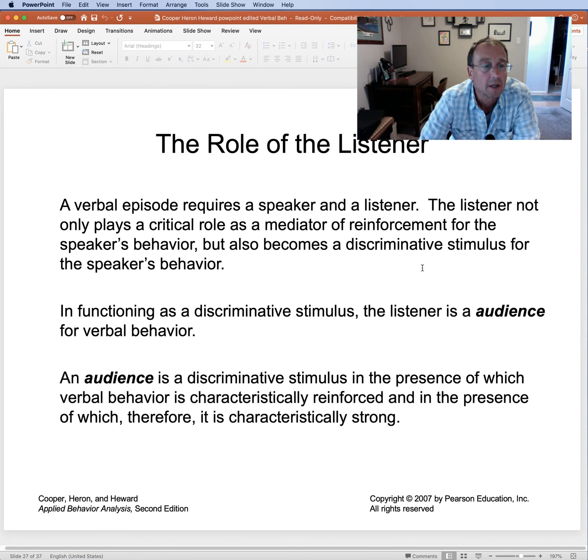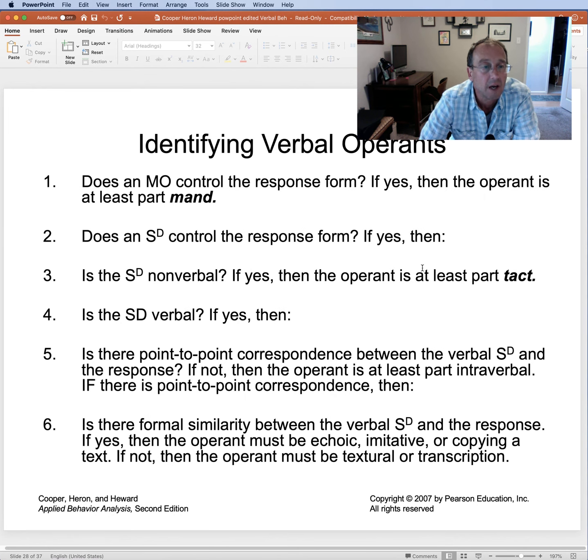And I wanted to get to just a final thing. Okay, so I like this slide a lot. Identifying verbal operants. So does a motivating operation control the response form? All right, so if you're being motivated, that means that there's a reinforcer and you're going to specify it. And that's a mand, right?